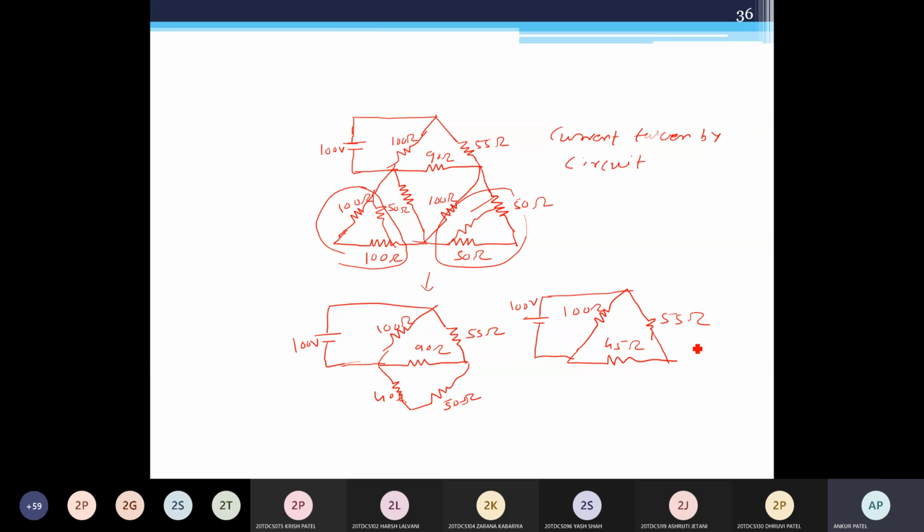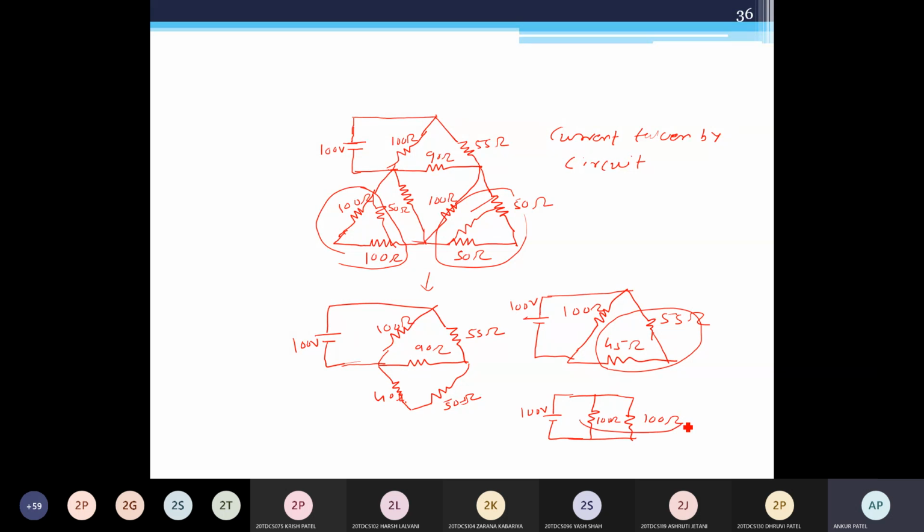45 and 55 are in series. This is in series. Now after this series connection, this becomes in parallel with 100. So your connection becomes like this. This is 100 volt. This is 100 ohm. This is 100 ohm.